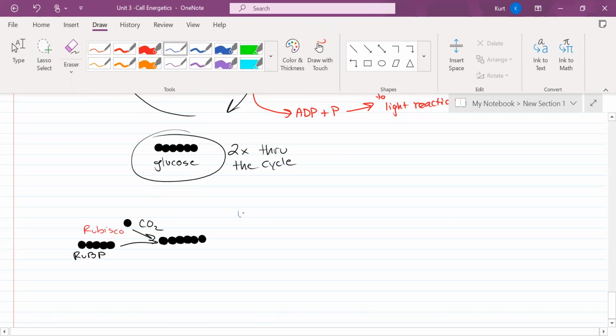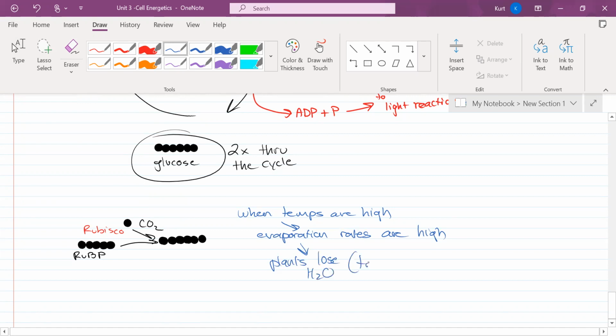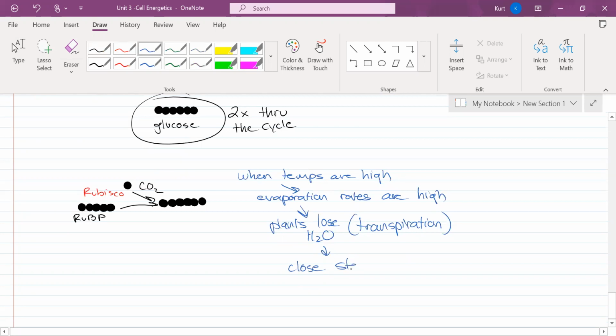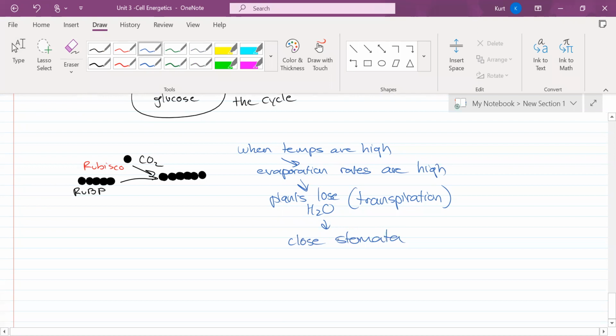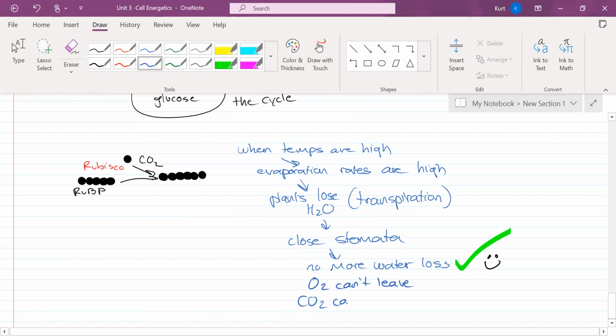Well, here's an issue. When temps are high, evaporation rates are high. Plants lose water, which is not good. This is known as transpiration, when plants have water evaporated from their stomata. So what plants do is that they close the stomata. The stomata are the openings on the bottom of a leaf. Now, this results in something good: no more water loss. That's great. But here's the downside. O2 can't leave, and CO2 can't enter. That's bad. So that's double bad and double sad.